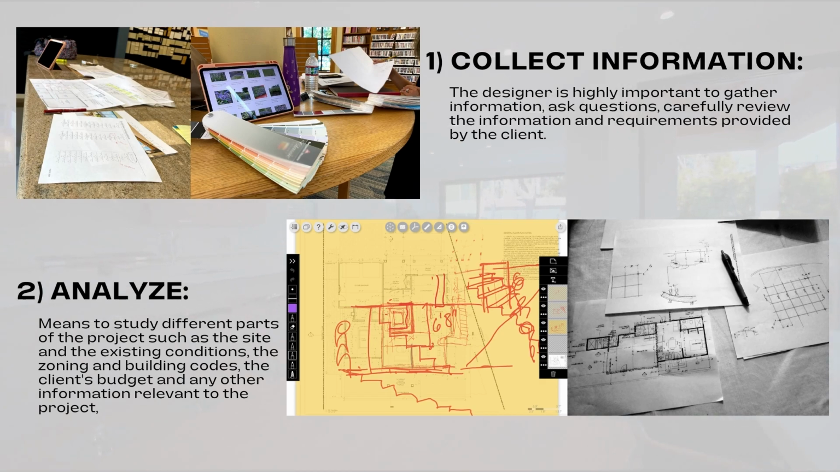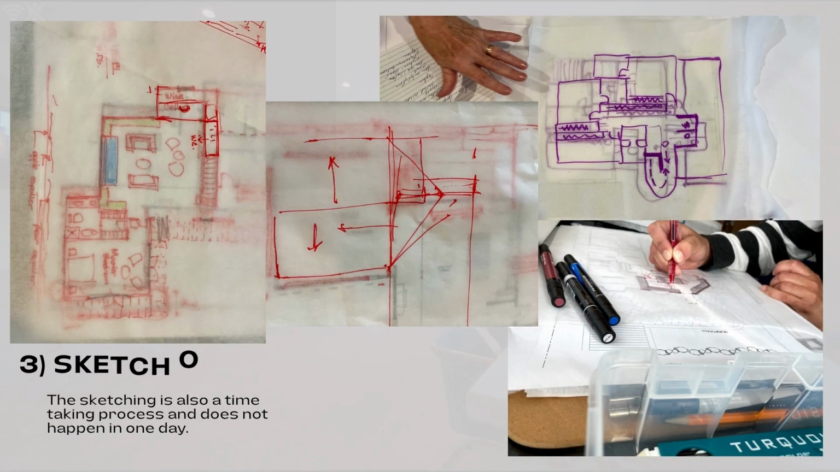The next step is to analyze and study different parts of the project, such as the site and the existing conditions, the zoning codes and building codes, the client budget, and any other information relevant to the project. Now, sketch out ideas. This step and the next steps can only be achieved with precision if the architect and designer have completely understood the requirements, constraints, and limitations of the project.